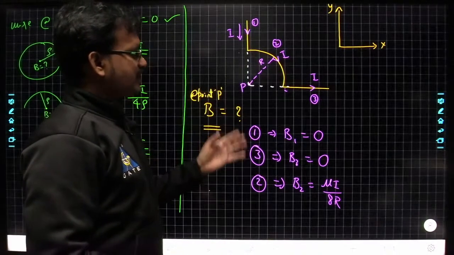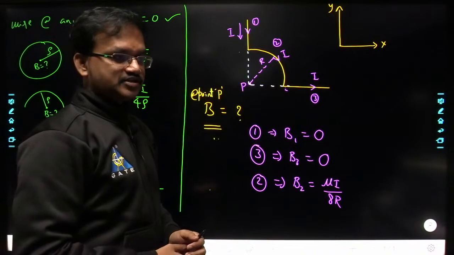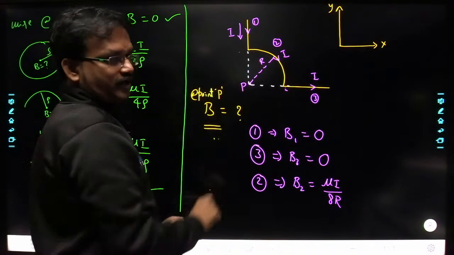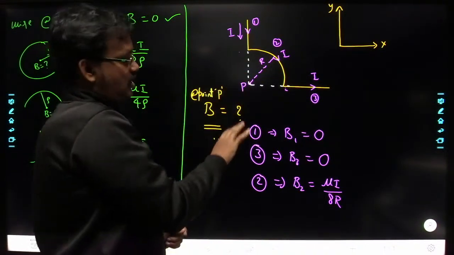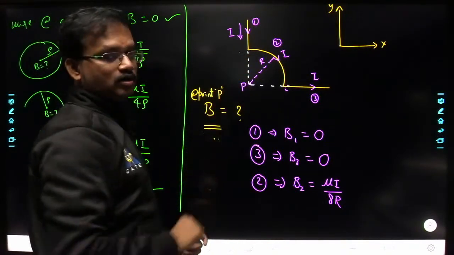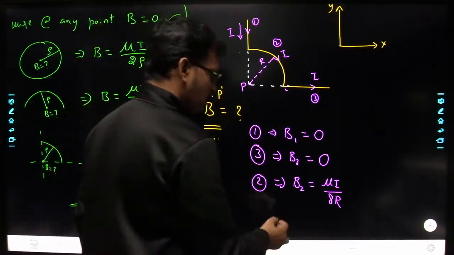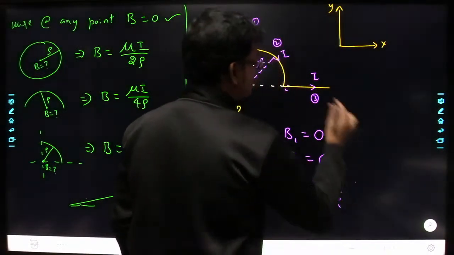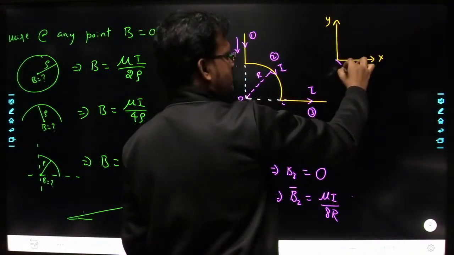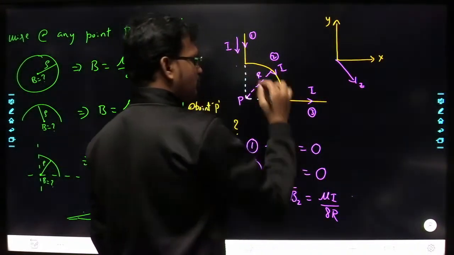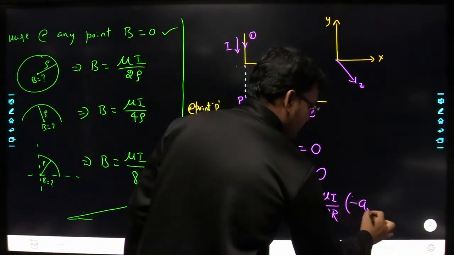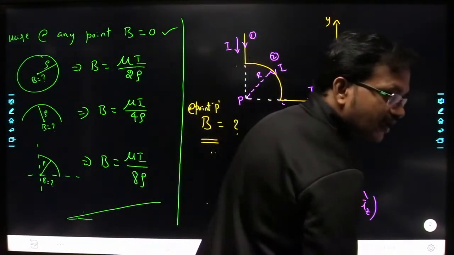So what is the direction of the B field? Tell me. See here, the current is flowing in which direction? Clockwise direction. So if the current is flowing in clockwise direction, the B field must point in which direction? Into the board. Yes or no? Here we have considered this as x-axis, this as y-axis, so the z-axis must come out of the board. Into the board means it is in the negative z direction. Yes, very good.